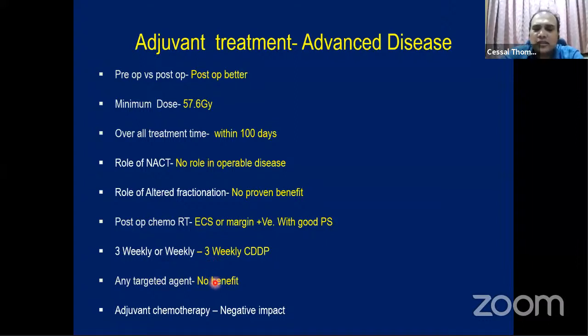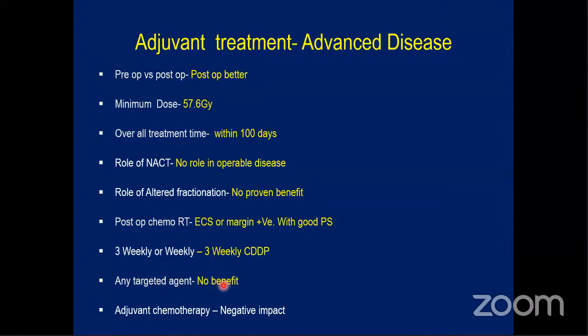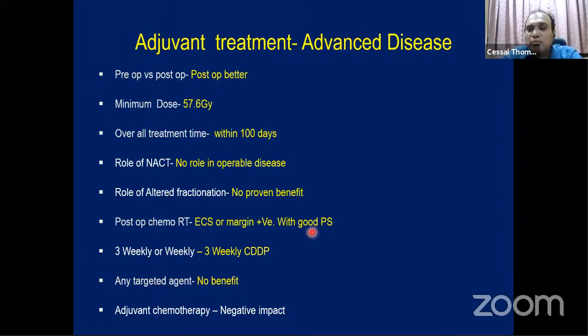Any role for targeted agents? No benefit. Adjuvant chemotherapy is detrimental. I want to emphasize that post-op chemoradiation should be restricted only to patients with good performance status. Never consider post-op chemoradiation above 70 years. No data, you will land up in trouble, and the patient will receive few fractions of radiotherapy, one cycle of cisplatin.